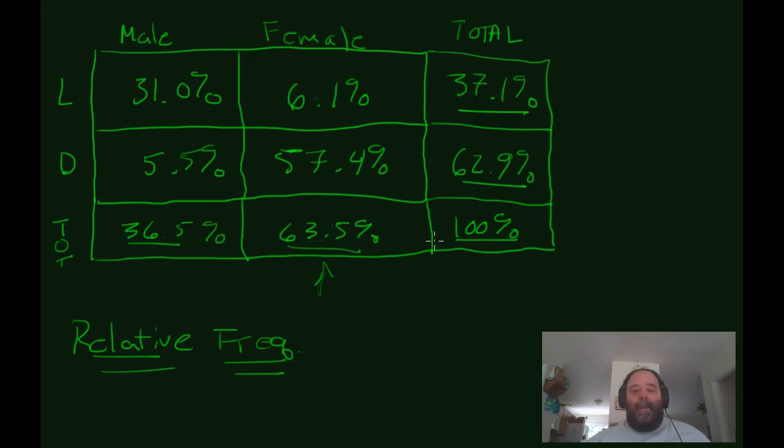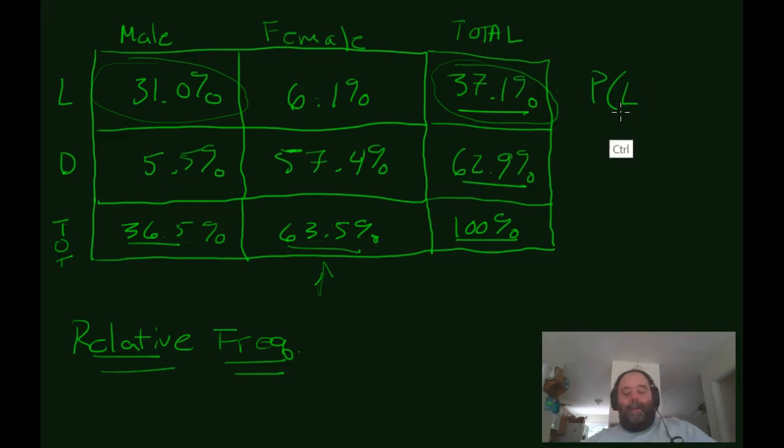So this might be something that's useful for marketing values. Okay, a little more than a third of the people like Kraft Dinner, and most of them are men, right? So, hey, cool, right? So this is where you can get that conditional probability, right?